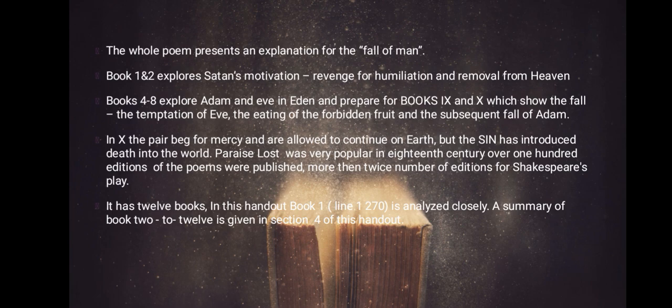death into the world. Paradise Lost was very popular in the 18th century. Over 100 editions of the poem were published, more than twice the number of editions of Shakespeare's plays. It has 12 books. In this handout, Book 1, lines 1 to 270, is analyzed closely. A summary of Books 2 to 12 is given in section 4 of this handout.